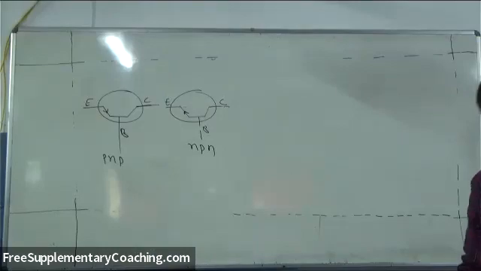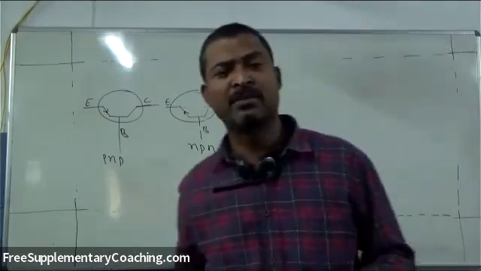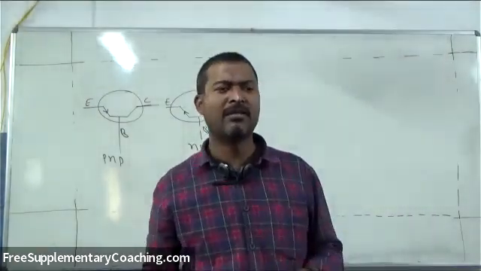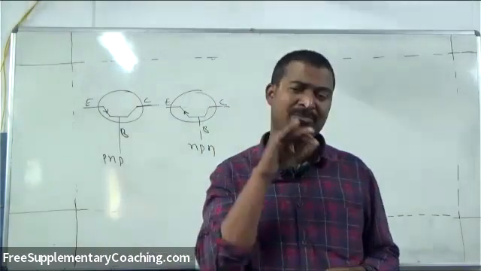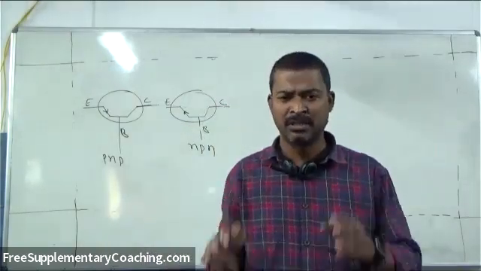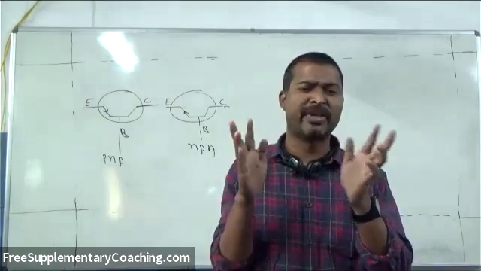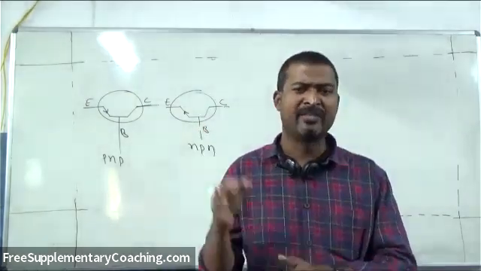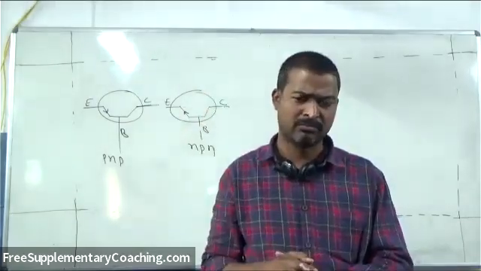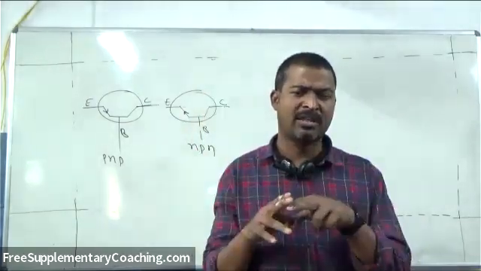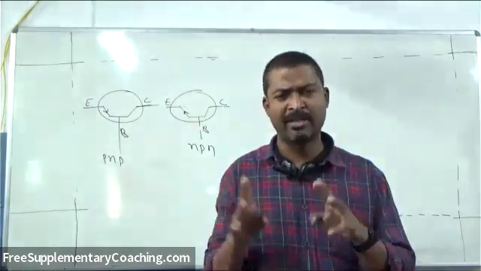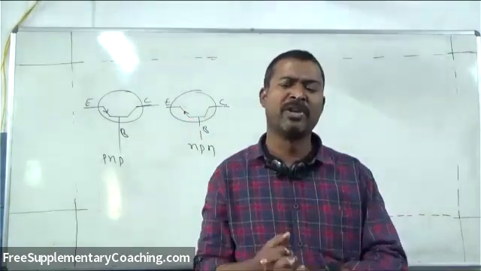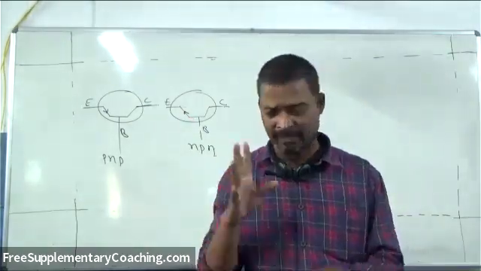So the first question from moving charges and magnetism is, what is the principle of moving coil galvanometer? Simple. This galvanometer works whenever a current carrying coil is kept in a magnetic field, it will experience a torque. Any current carrying coil kept in a uniform magnetic field experiences a torque. So based on that principle only, the moving coil galvanometer will act.